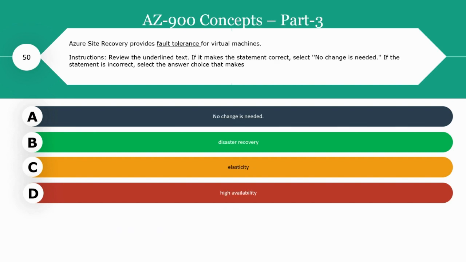Next question: Azure Site Recovery provide fault tolerance for virtual machines. Review the underlined text. The underlined text is fault tolerance. If it makes the statement correct, select no changes required from the options below. If the statement is incorrect, select the answer choice that makes it correct. The options are option A, no change required, option B, disaster recovery, option C, elasticity, option D, high availability.